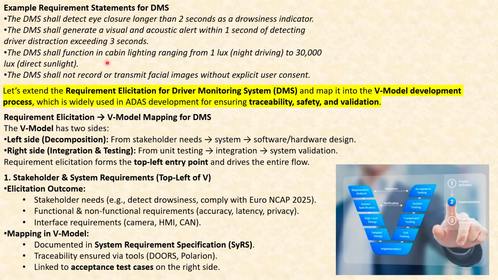The DMS shall function in cabin lighting ranging from 1 lux to 30,000 lux. 1 lux means night driving, and 30,000 lux means direct sunlight. All right, the DMS shall not record or transmit facial images without explicit user consent.